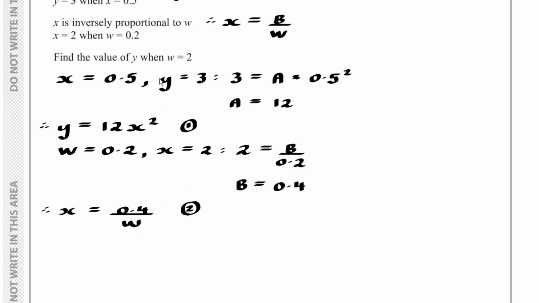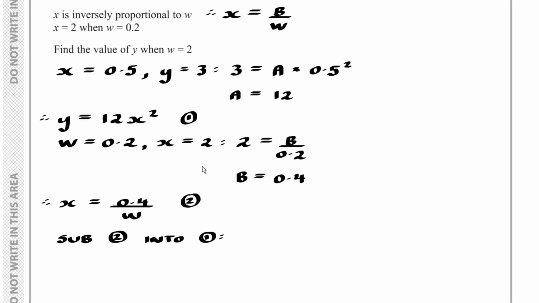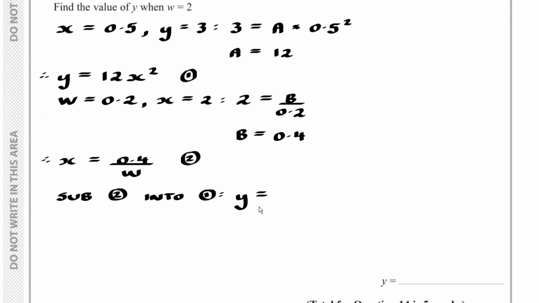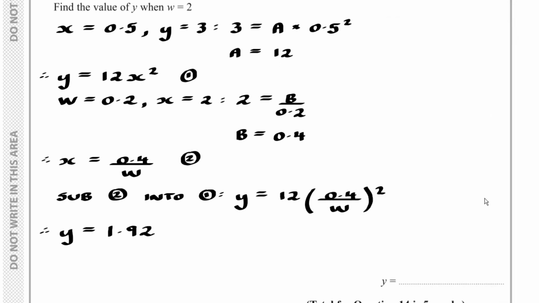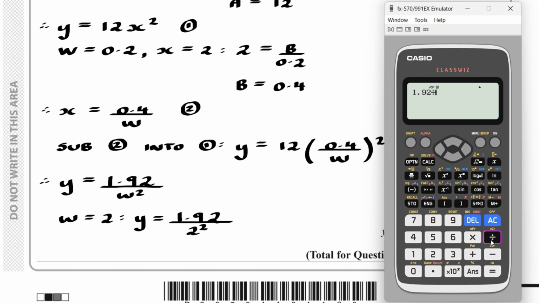Now we need to find an equation linking y with w, and to do that, we can substitute equation 2 into equation 1. So, I've got y equals 12 multiplied by 0.4 over w squared. So, 12 multiplied by 0.4 squared, that's 1.92. So I've got y equals 1.92 over w squared. When w equals 2, I've got y equals 1.92 over 2 squared. So if I've got 1.92 divided by 2 squared, I get 0.48.